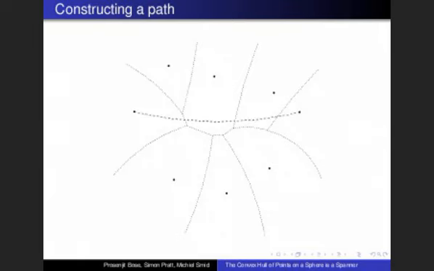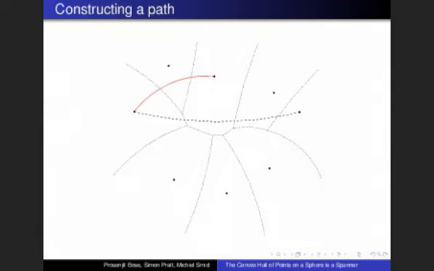So the next step is to draw the direct arc between the 2 points between which you want to construct this path. And then, each time that direct arc crosses into a new Voronoi region, you add the corresponding spherical Delaunay triangulation edge.